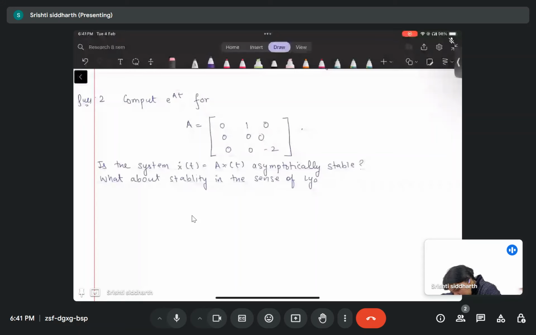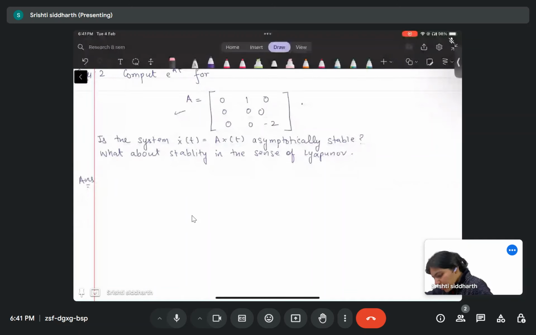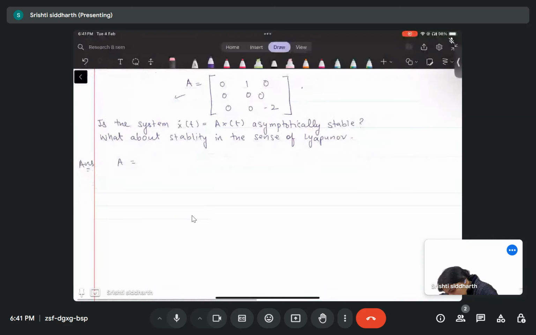So we have just seen in the previous question how to compute e to the power At. But observe that this is a very large matrix. Its dimension is 3 by 3. So we'll have to compute eigenvalues and eigenvectors and then form the modal matrix and take its inverse. So instead of that, let's see if this matrix A has some special form.